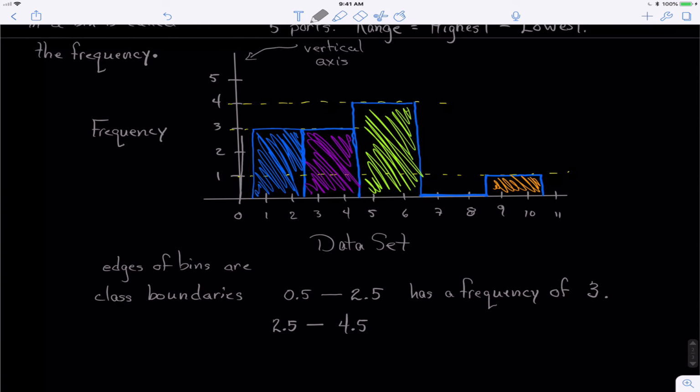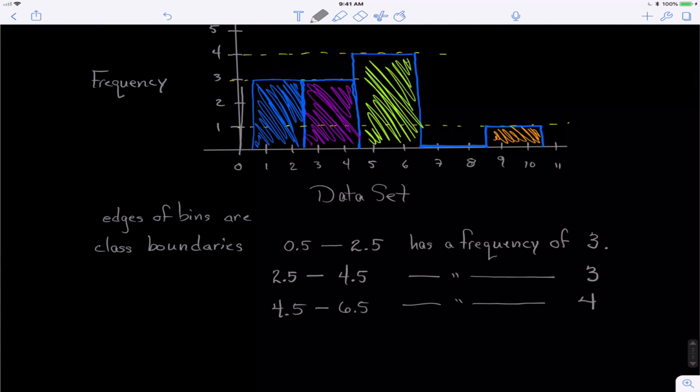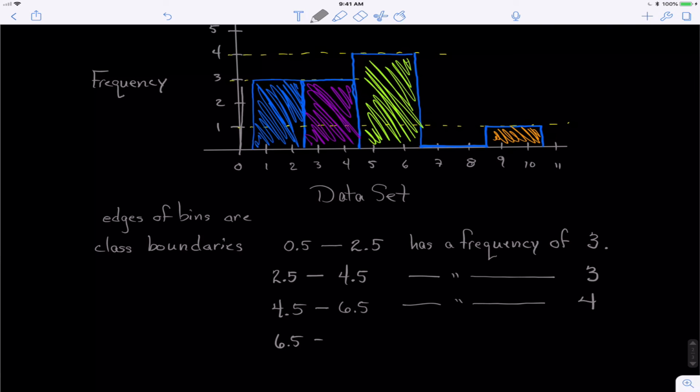Those are its boundaries. And it has a frequency, and I'm going to do this. If you've ever seen that, it just means that those are exactly the same words above. It also has a frequency of 3. Our next class goes from 4.5 to 6.5. And it has a frequency of 4. With 2 more classes here. Notice that even though it's a 0, you still need to count it. So from 6.5 to 8.5, those are the class boundaries of our next class. And it has a frequency of 0.